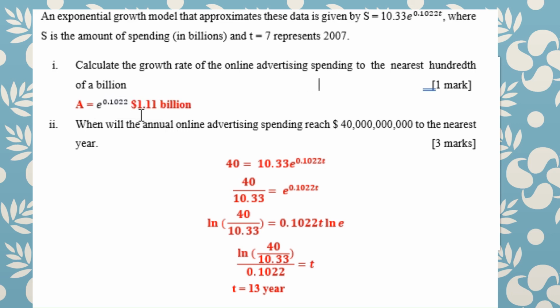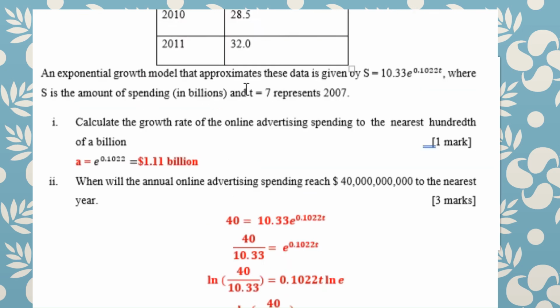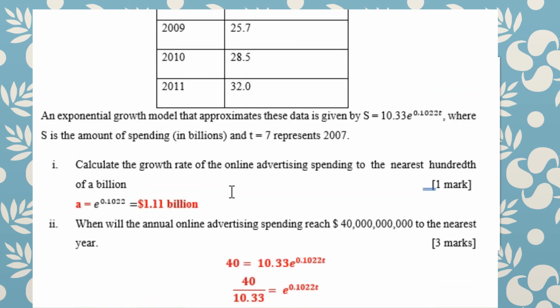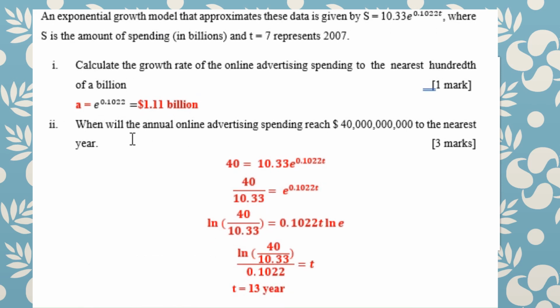Okay, your A is actually E. So you plug it into the calculator. Okay, so your A is actually E 0.1022. You plug it into the calculator, you will get 1.11 billion. Why do I put billion? Because question is in billions. When will the annual advertising spending reach 40 billion to the nearest year? So since this table is in billions, I put it as 40. I don't need to put the billion part of it.